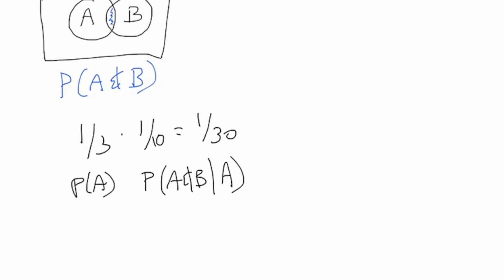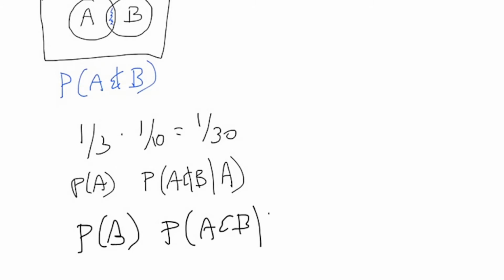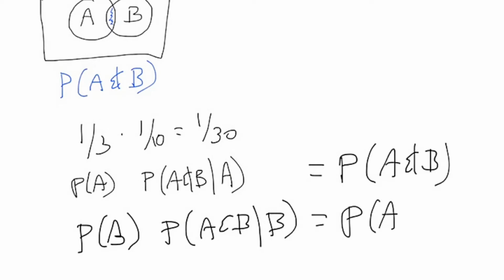So we might also say it's equal to, that is P of A and B is equal to P of landing in B times P of landing in A and B, conditional on landing in B. So these two things here and here are both different ways of writing P of A and B. Right? So of course then we can set them equal to each other.